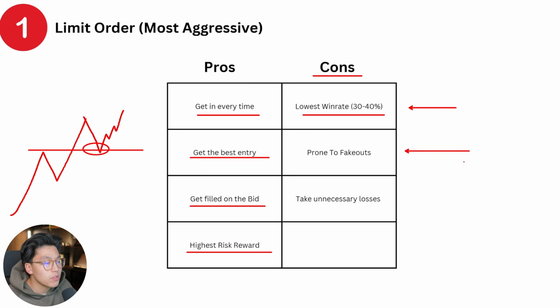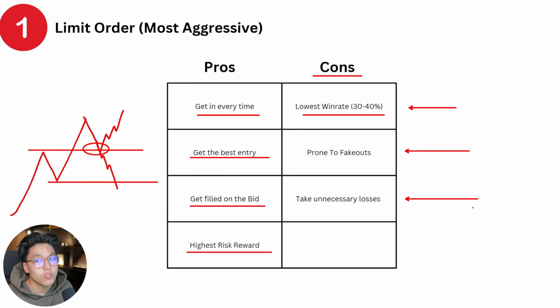Another con, you're prone to fake outs. If it works out, it's super great, but you'll see a lot of the times price will come back to retest. If you don't wait for price action around the key level, it could very well just knife through and we end up just continuing towards the downside and you end up getting stopped out.